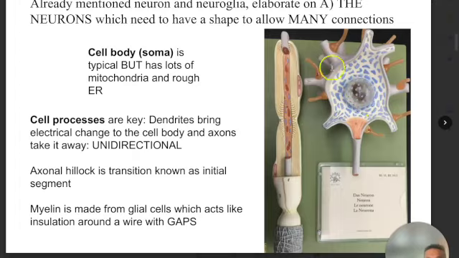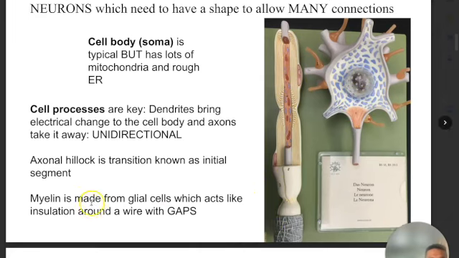So again, remember, it comes in like here would be another axon coming in, connected to the cell body. This part right here is called the axon hillock. Axonal hillock or axon hillock. It's transitional, known as the initial segment right here, because it's going to transition from the cell body to the axon.